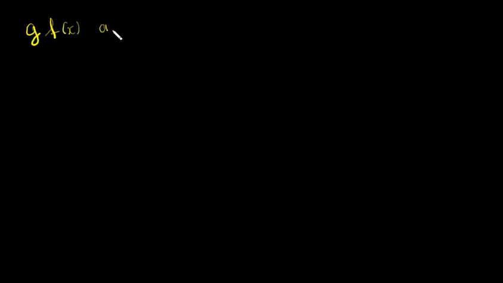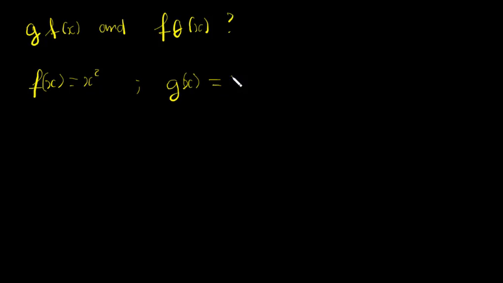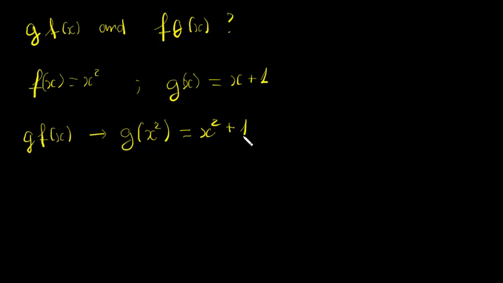So is there any difference between gf(x) and fg(x)? Let me rewrite: f(x) equals x squared and g(x) equals x plus 1. For gf(x), we first apply the rule for f(x). So we have g of x squared, which is the input, equal to x squared plus 1.